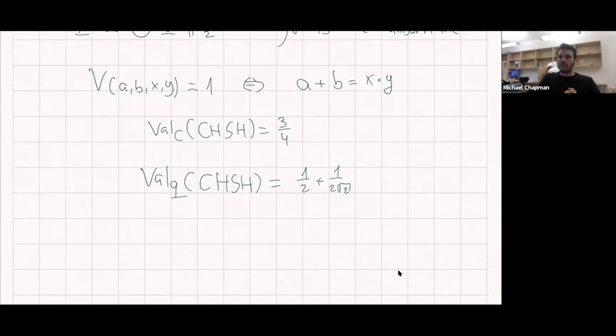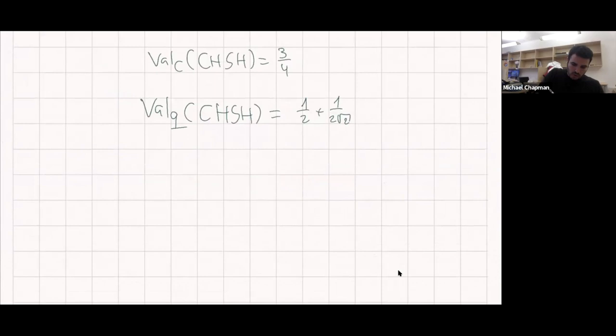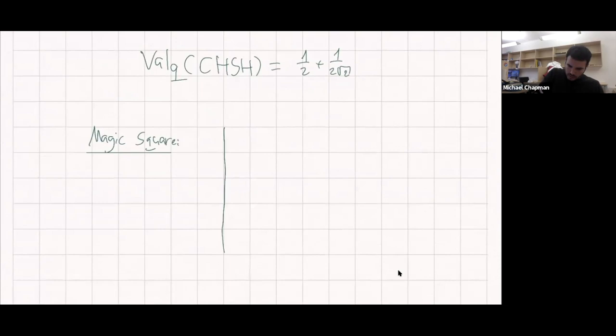The second one that I want to talk about is called Magic Square, and it will be important later. Great, so what is the Magic Square game? You have a grid of 3x3.